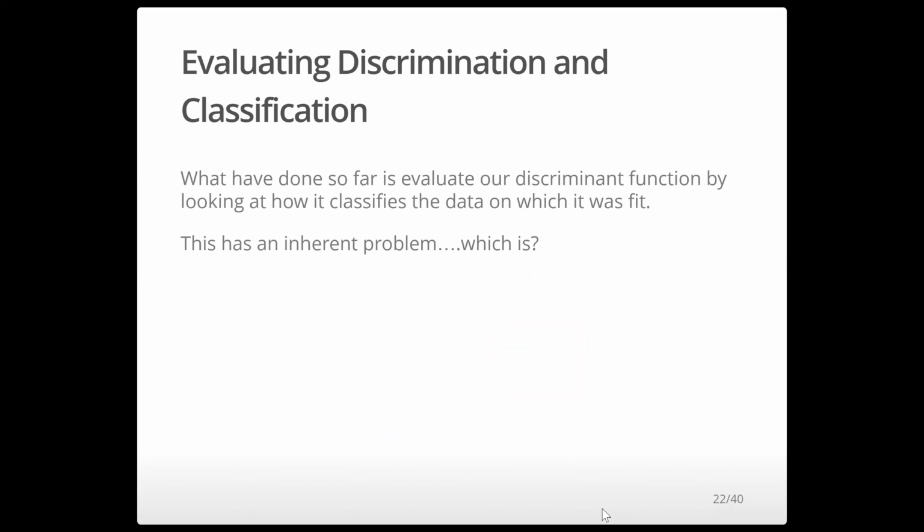So what we've done so far is evaluate our discriminant function by looking at how it classifies the data on which it was fit. This has a problem. So what is that problem? Of course, our classification is going to work well in the data on which it was based. We're fitting a model, and then we're checking the model on the data itself. This is similar to the idea that R squared is upwardly biased. We know that this model is going to be optimized for the data on which it was fit, but what we really want to know is how well it performs on data on which it wasn't fit.